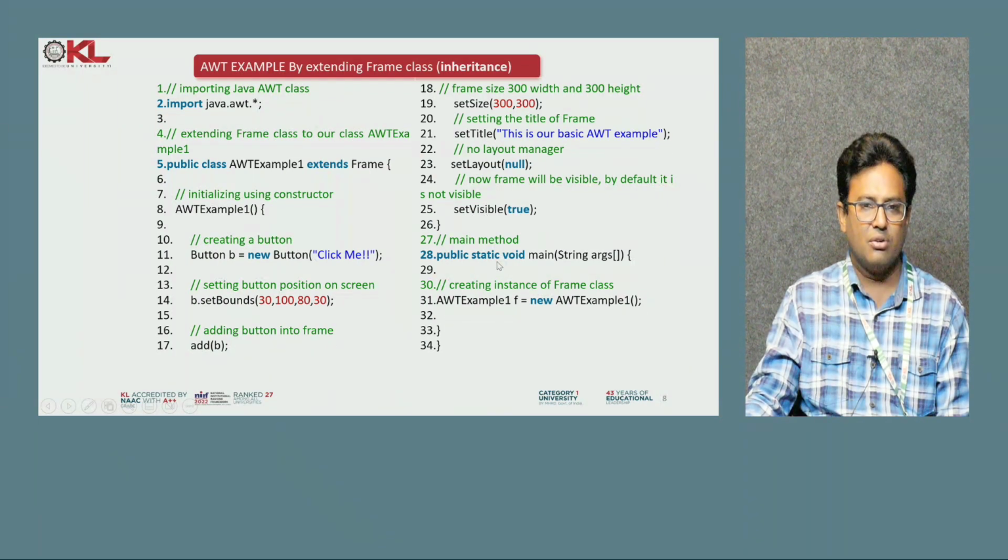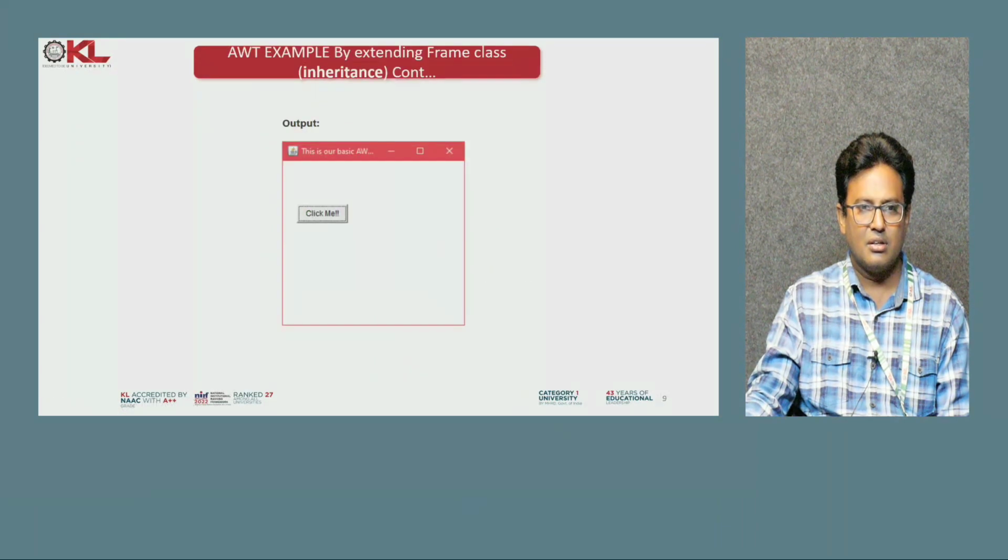As you already know, program execution always starts from the main method. So inside the main method first you created the object for the AWT example 1 class. After creation of the object, the remaining process is automatically executed, and finally you are going to create a frame. Inside that frame you are going to be adding one button. See, this is the output you are going to get.